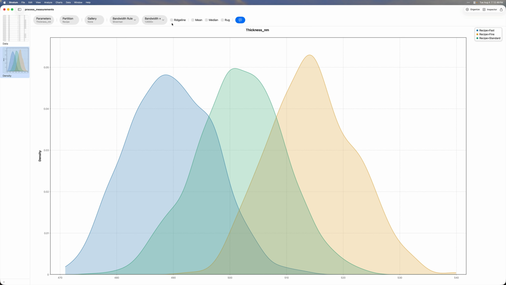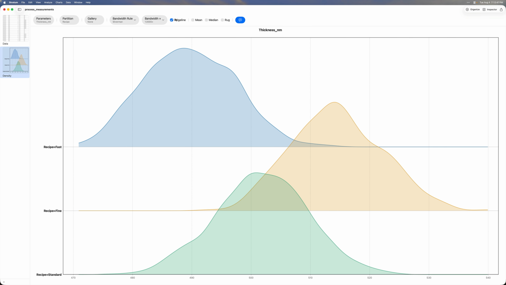When you have many groups, overlapping curves get tangled. A ridgeline plot gives each group its own row, stacked like a mountain range, so you can compare 10 distributions at a glance. Density plots are about shape.